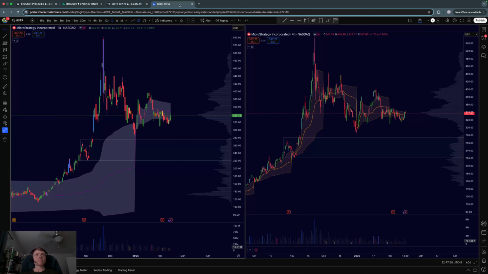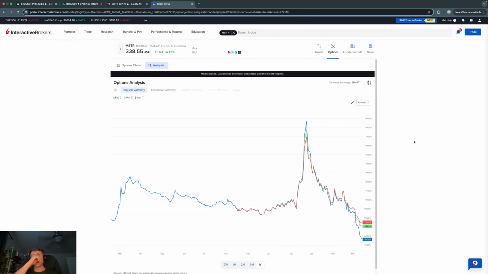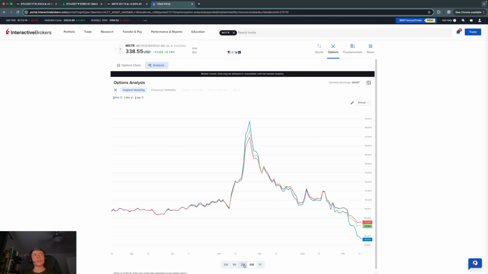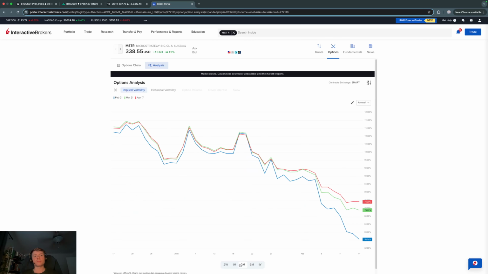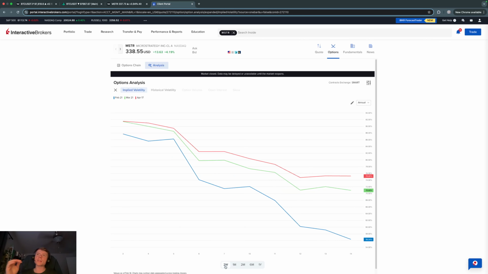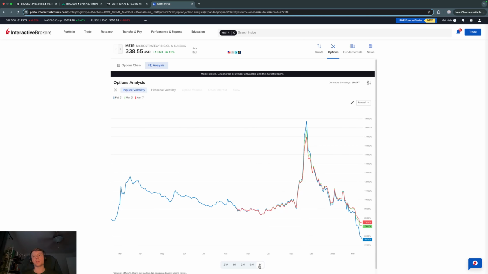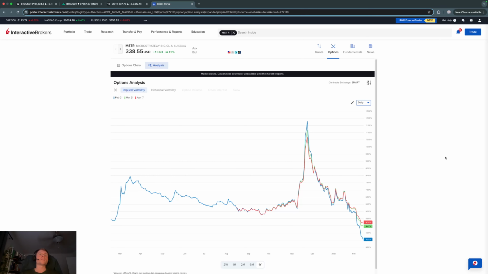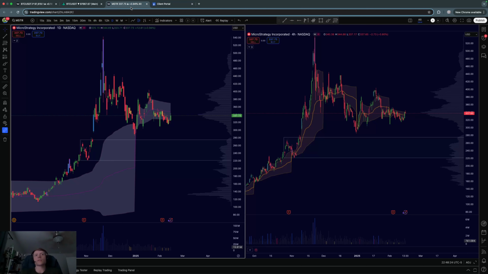So let's look at implied volatility now. You can just see it right off the bat. This is the 1 year. It is absolutely tanking on basically every time frame. The 2 week is kind of curving up, but it has absolutely been obliterated. Very low implied volatility. Very low implied volatility means cheaper calls, and I kind of like the stock.